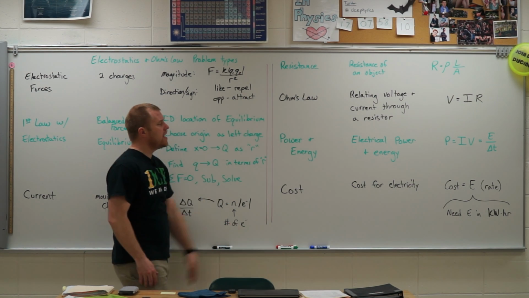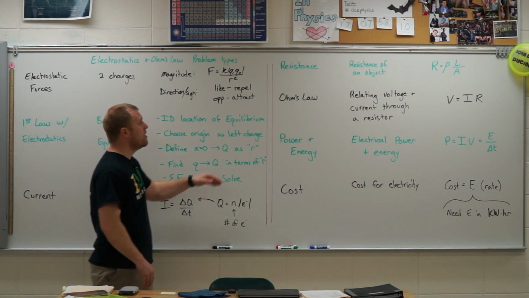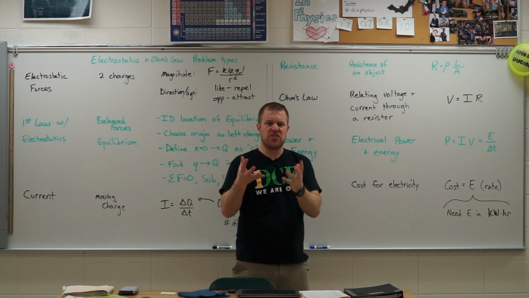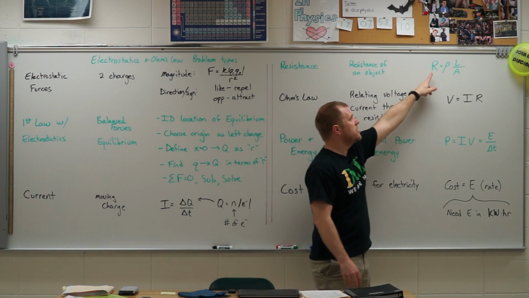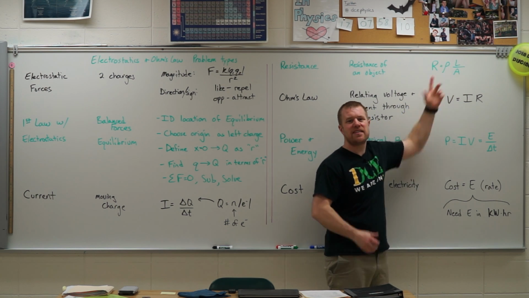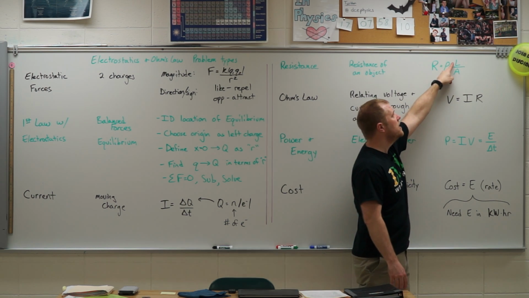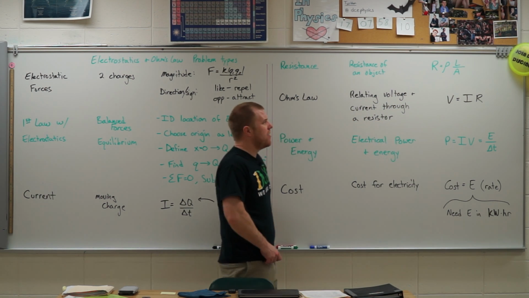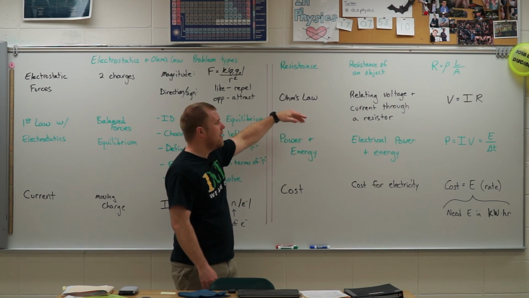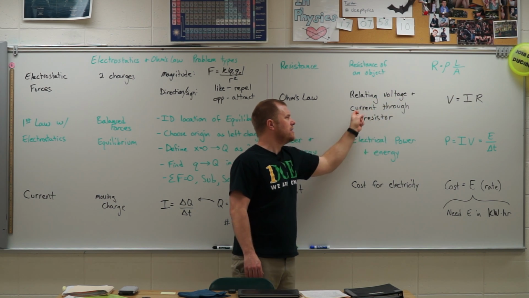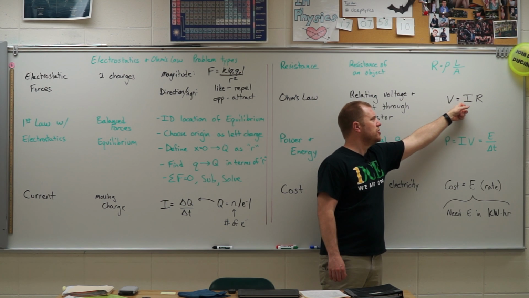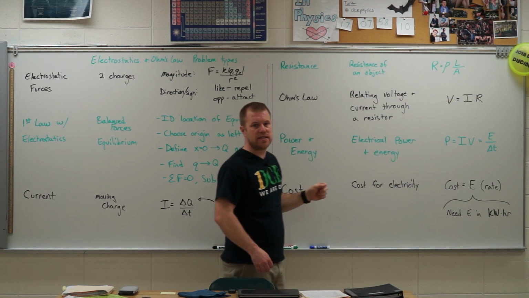Now moving over to this side and continuing down your green sheet, we have resistance. This is when we're dealing with the resistance of an object. That resistance is equal to the resistivity, which is a property of that material, times the length divided by the cross-sectional area of that material. Ohm's law allows us to relate voltage and current through that resistor. And so we're able to say the voltage is equal to current times the resistance.